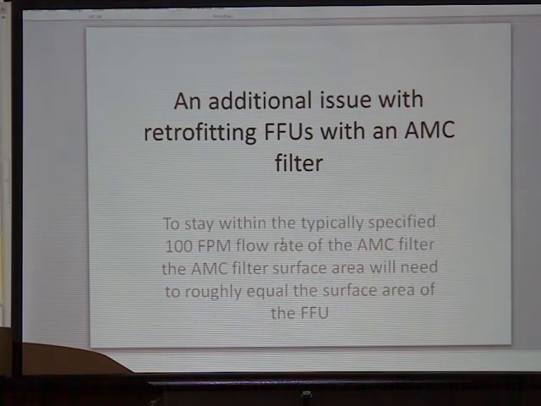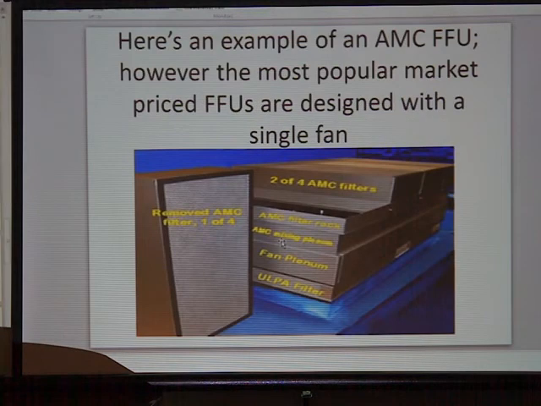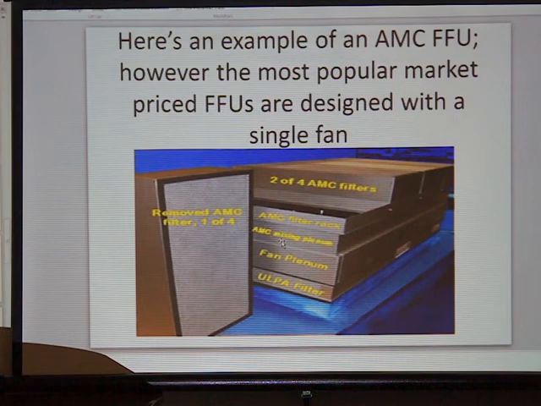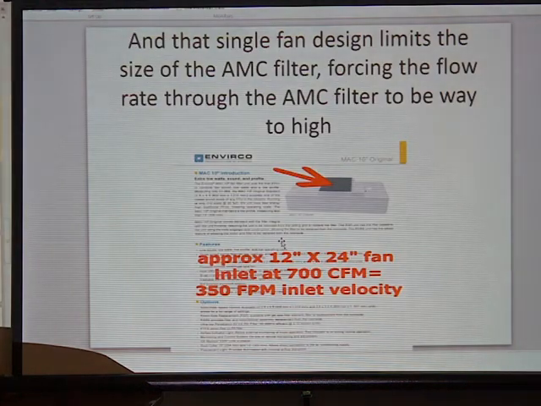You're looking at 100 feet per minute through the AMC filter, meaning that the surface area of the AMC filter needs to be very similar to the surface area of the fan filter. Here's an example right here of a 2x4 fan filter. You can see the entire top is stacked with these AMC filters to give you the design flow that you need. A lot of single fan designs out there, popular low-priced market fan filters, use a single fan, and they have a single 12x24 fan filter here.